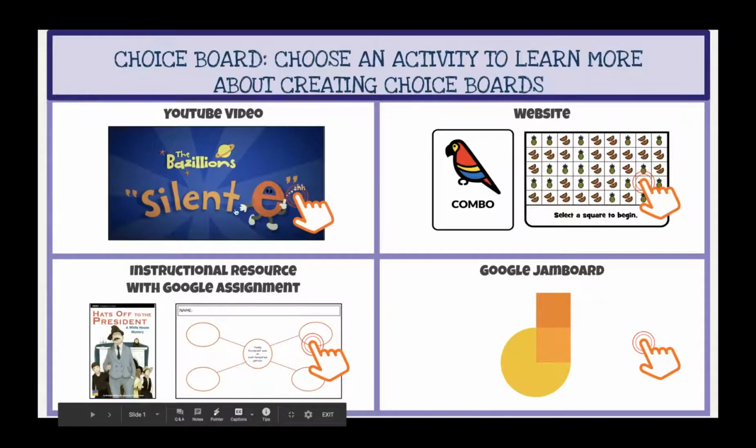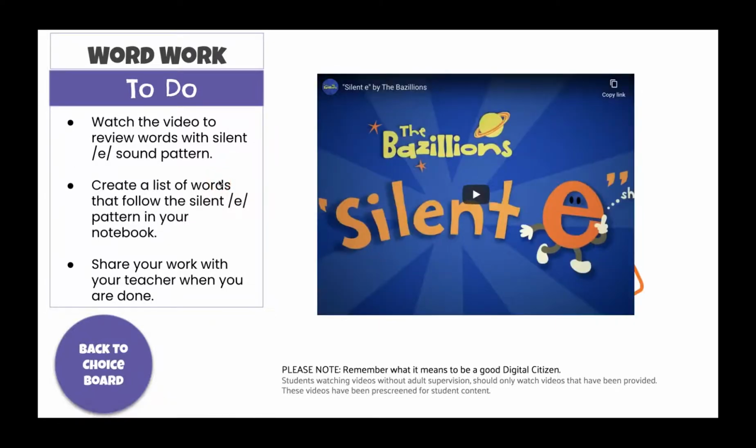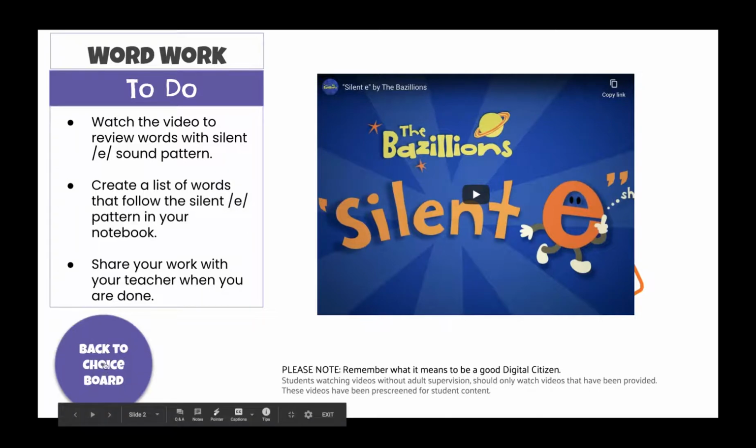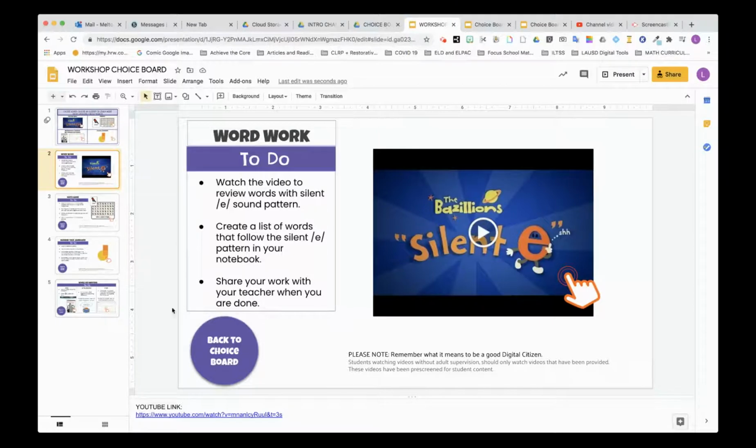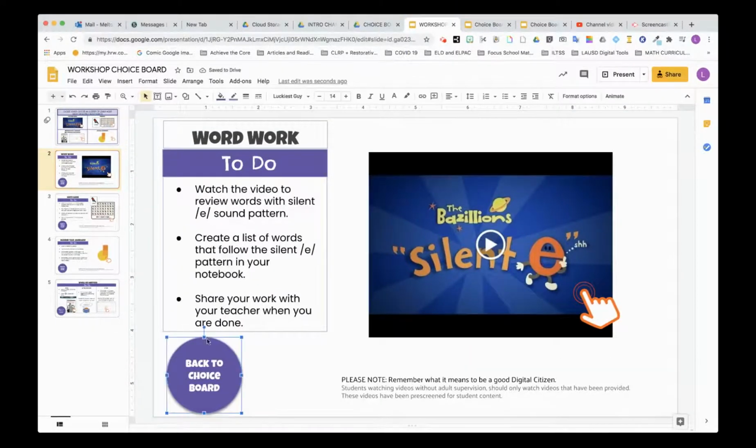Now we're going to go ahead and look at what the student view of this is going to look like. So if students click on the Bazillion Silent E image, they're going to get taken to this particular slide. Now, I want them to be able to go back to the choice board, and I haven't linked that yet. So the next thing I need to do is go ahead and link this button. So I'm going to click on the button, and I'm going to click on the paperclip, and I want this to always take students back to the first slide, which is the choice board frame.